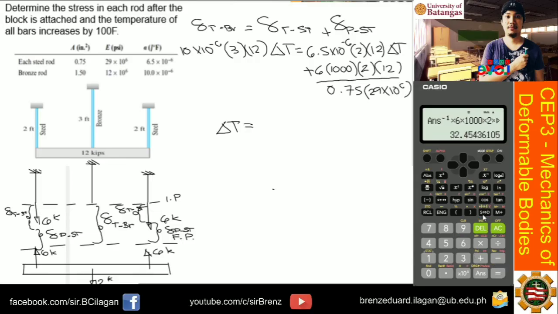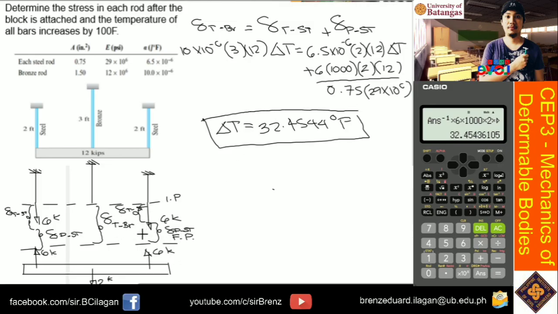Equals. Okay. So, ang increase in temperature mo pala para si steel na lang yung mag-carry is 32.4544 degrees Fahrenheit. Okay, so this is your final answer. So ito yung required temperature para si steel na lang yung mag-carry ng load.